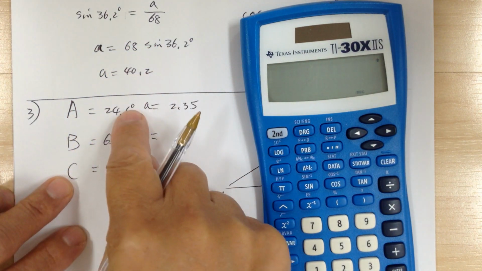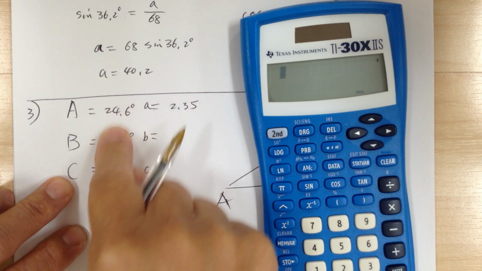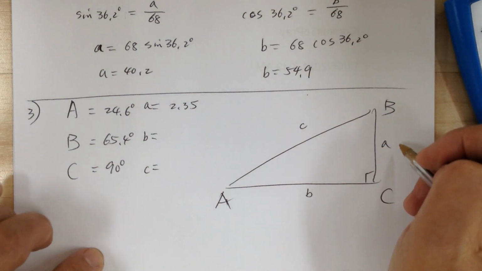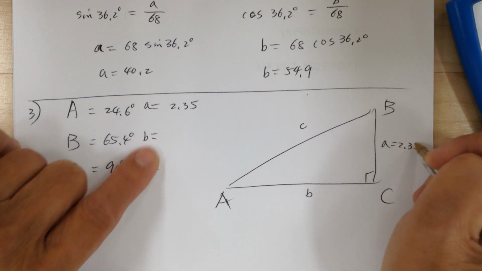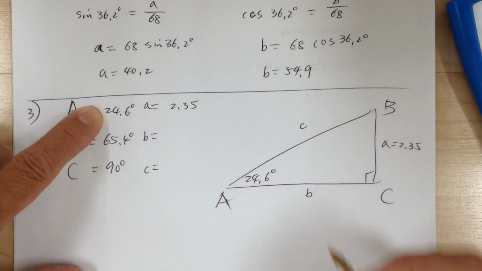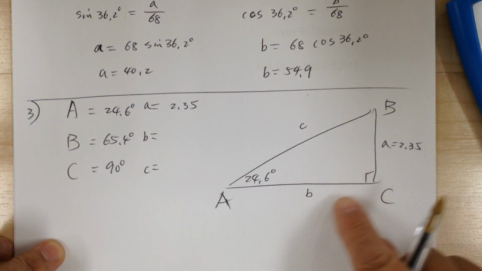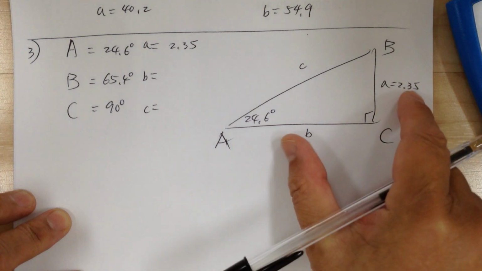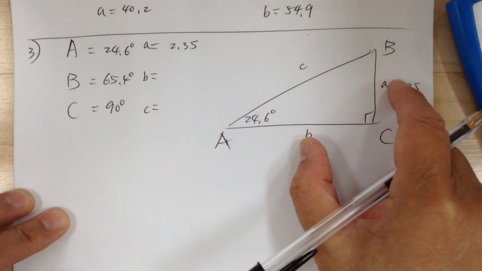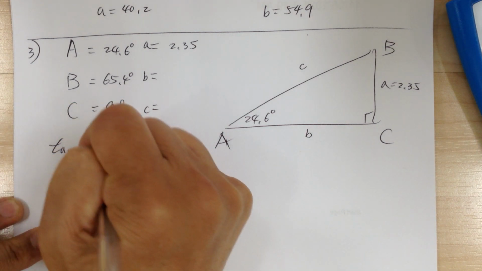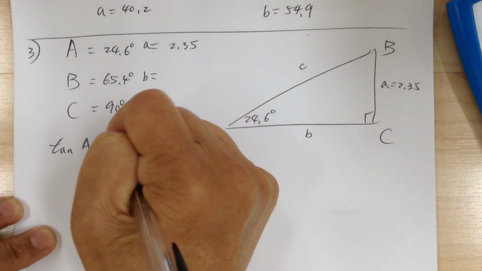So use 90 minus these. So again, these are 90 degrees, these are complementary angles. Okay, so now a equal to 2.35 and A is 24.6 degrees. Okay, so to find b, this is given, this is what you're looking for. So the relationship between these is your tangent function. So do tangent of A equal to a over b.